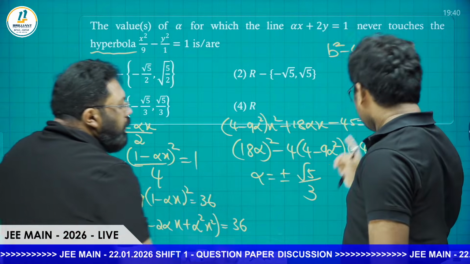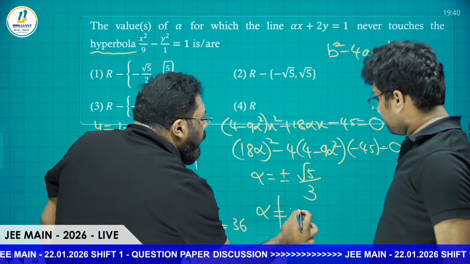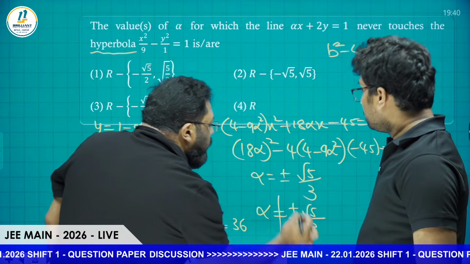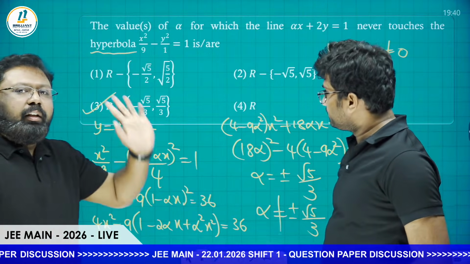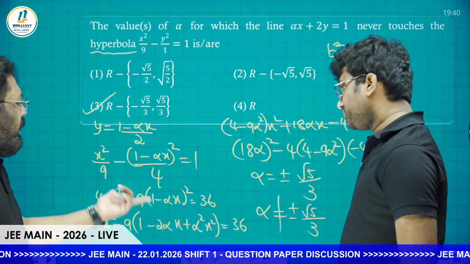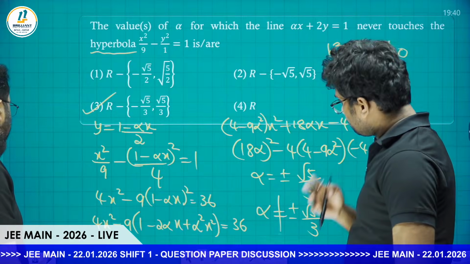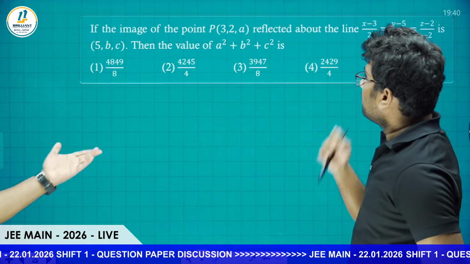So it should not be this. Alpha should not be these two values, plus or minus root 5 by 3. Alpha can be any value other than these two. That's the idea. Very simple question. You can do it in 3-4 steps actually. Very easy.